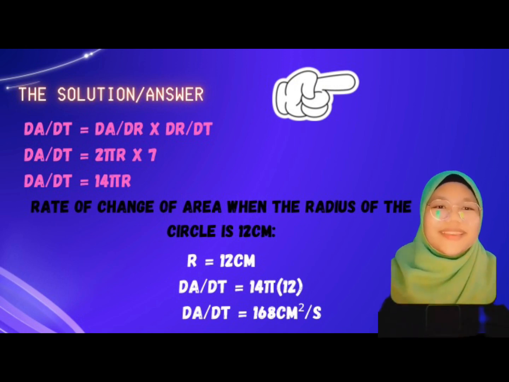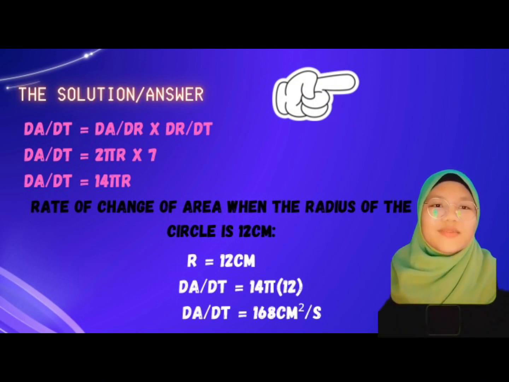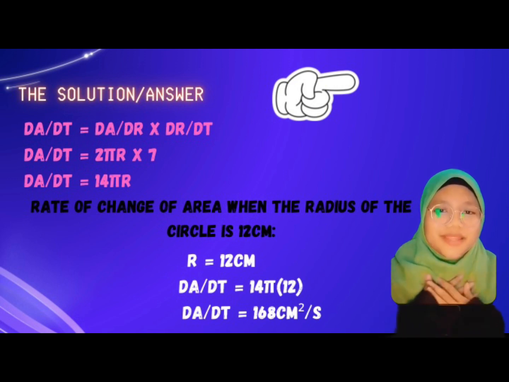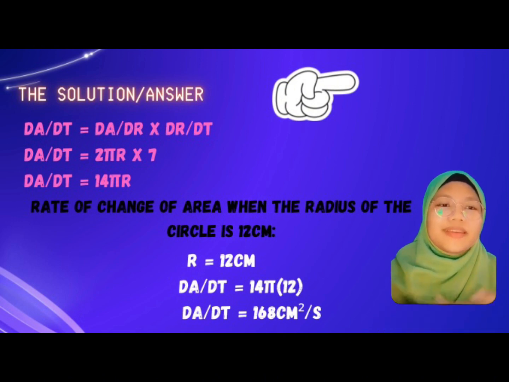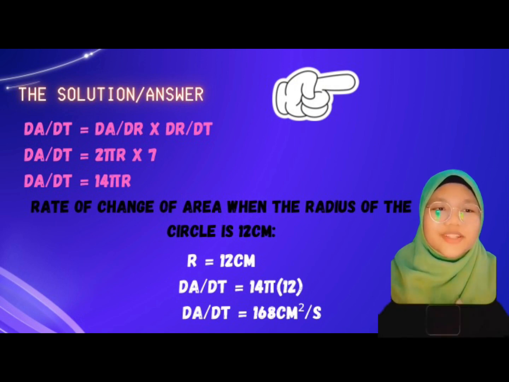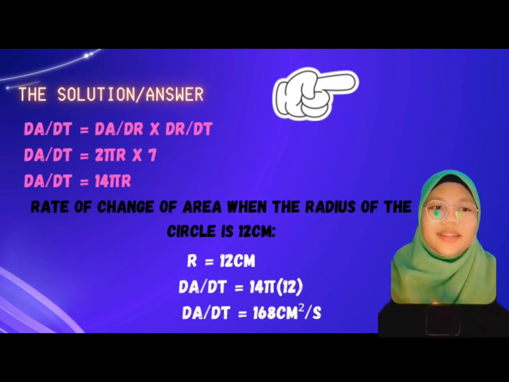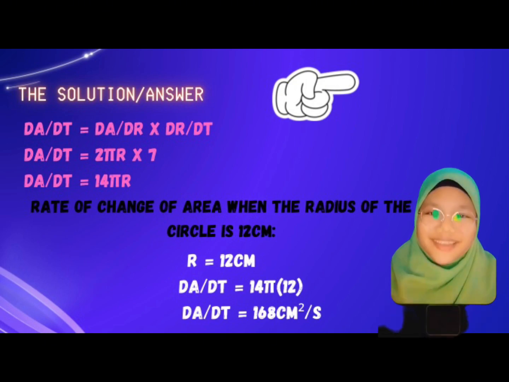The next step is you need to find the rate of change of area when the radius of the circle is 12 cm. So you need to use that equation just now, 14 pi r. You put the r inside the equation, so it is 14 pi times 12. So you get the answer 168 pi cm squared per second. So thank you so much.